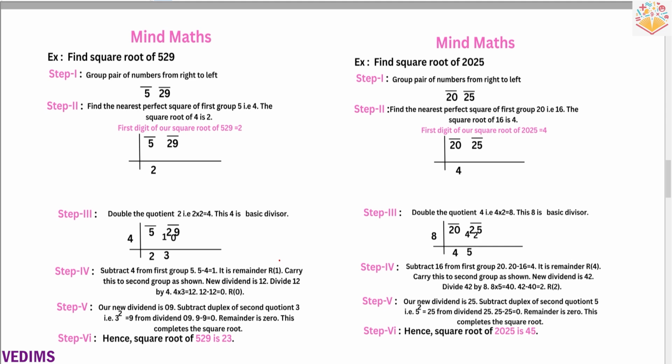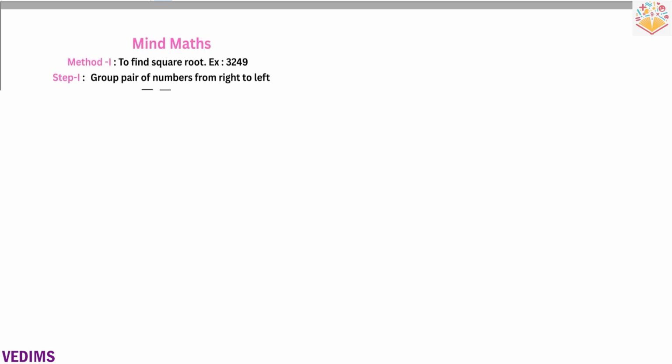Our new dividend is 25. Subtract duplex of second quotient 5, that is 5 square, 25, from the dividend 25. 25 minus 25 is 0. Remainder is 0. This completes the square root. Hence square root of 2025 is 45. Let us see few more.